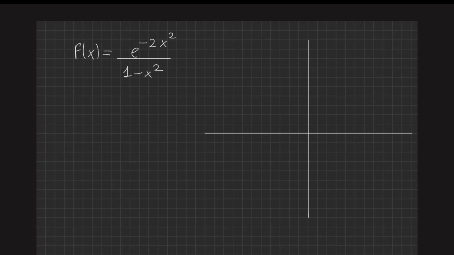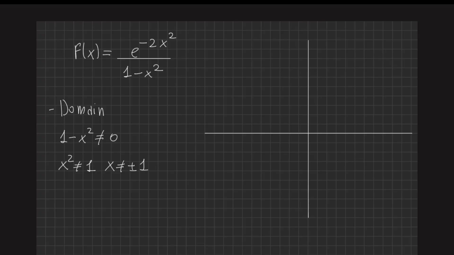Whenever you have to draw a function, the first thing you do is to compute its domain. So this function has only one problem: the denominator might be equal to 0. And we don't like to divide by 0, which means that I have to impose that 1 minus x squared has to be different from 0. And this means that x squared has to be different from 1, which implies that x has to be different from plus and minus 1.